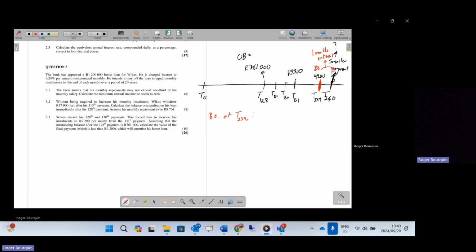There are other methods to figure out balance outstanding, but the method I always use is: balance outstanding is equal to amount borrowed with interest minus amount paid back with interest. So for the amount borrowed with interest, we're working from that point T128, where we knew the outstanding balance was 761,000. Now that's just a lump sum that is going to collect interest from T128 to T239.